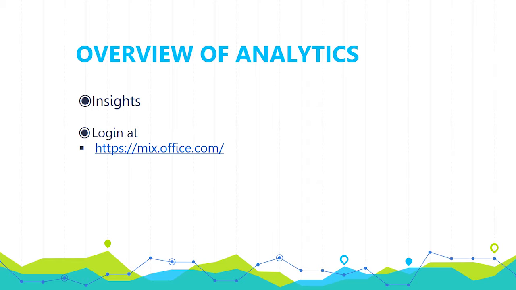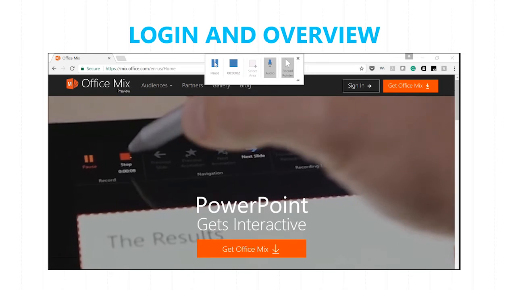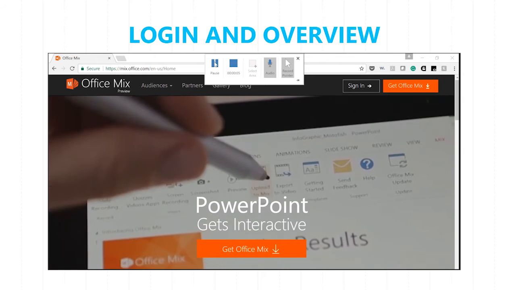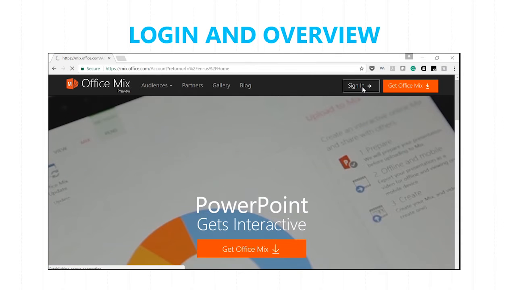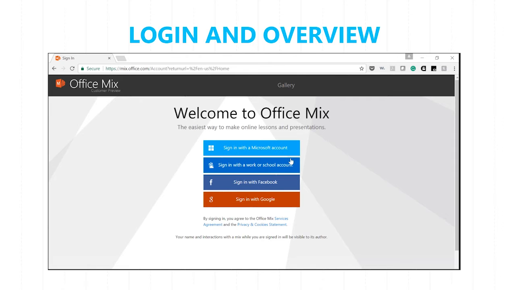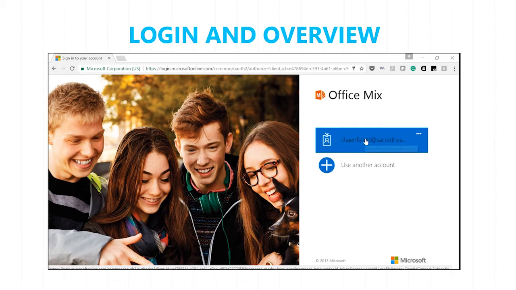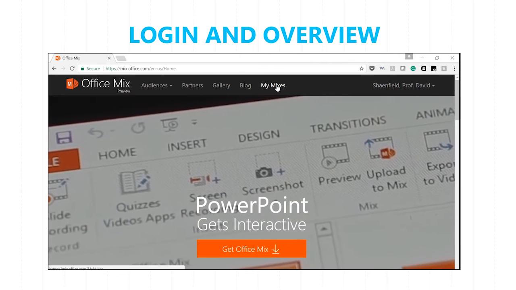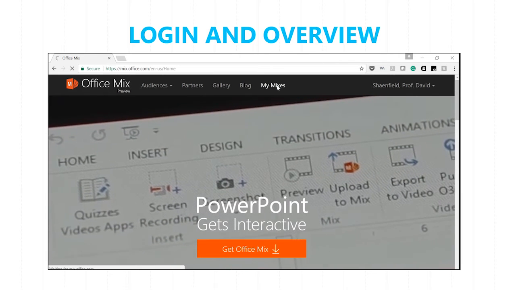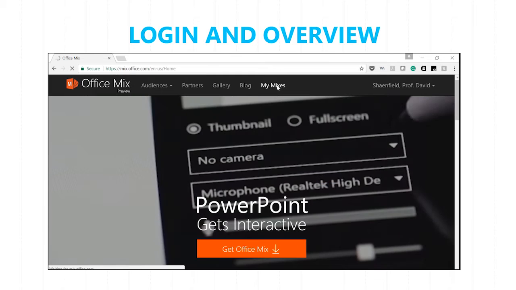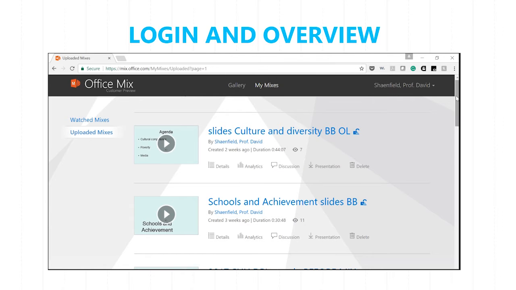To get started, you log into the online system at mix.office.com to get access to your uploaded presentations and to view the analytics. Here we see the login screen. Click on Sign In and log in with your Sacred Heart credentials by clicking on Sign In with a work or school account. Since I previously logged in, I can just click on My Credentials, otherwise you have to log in with your password. And by clicking on My Mixes, it brings you to a list of all of your previously uploaded mixes.